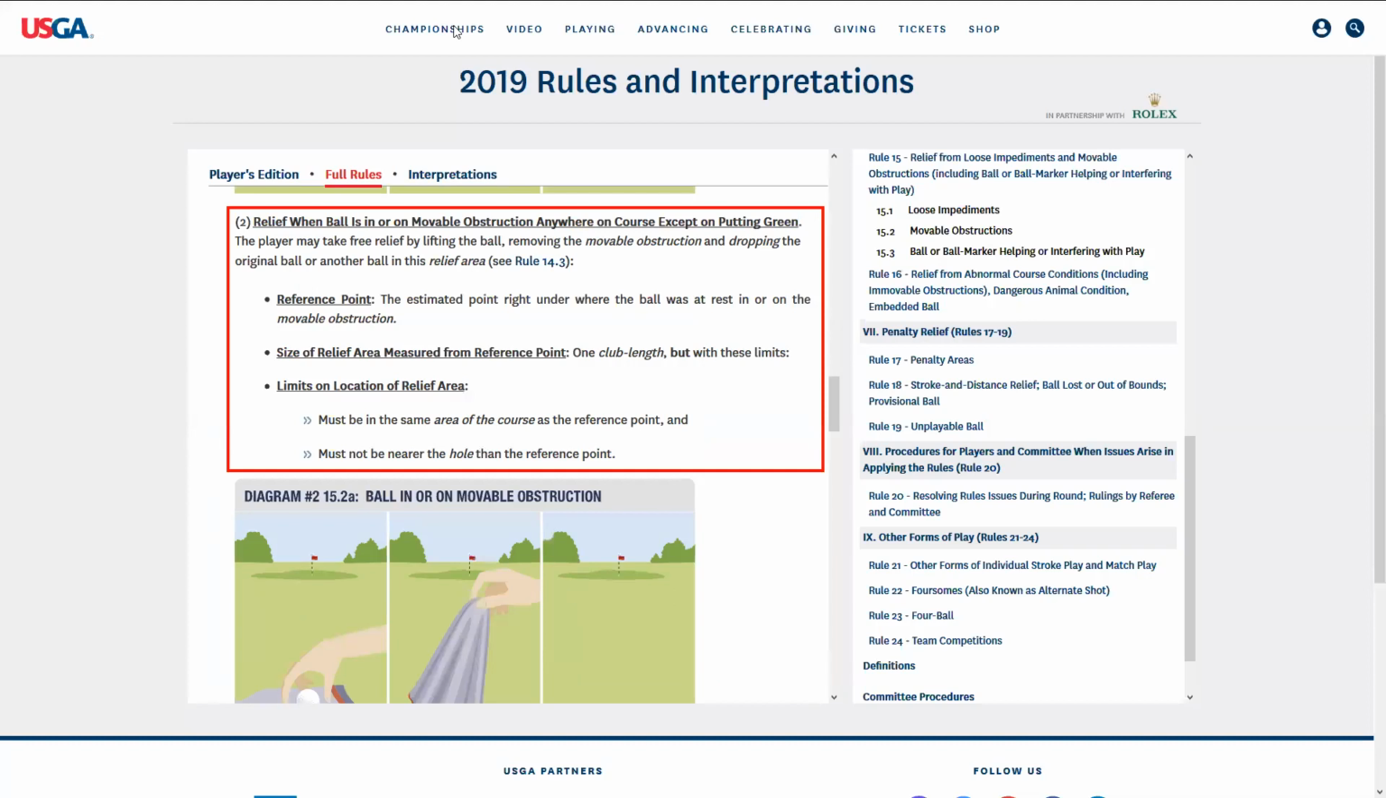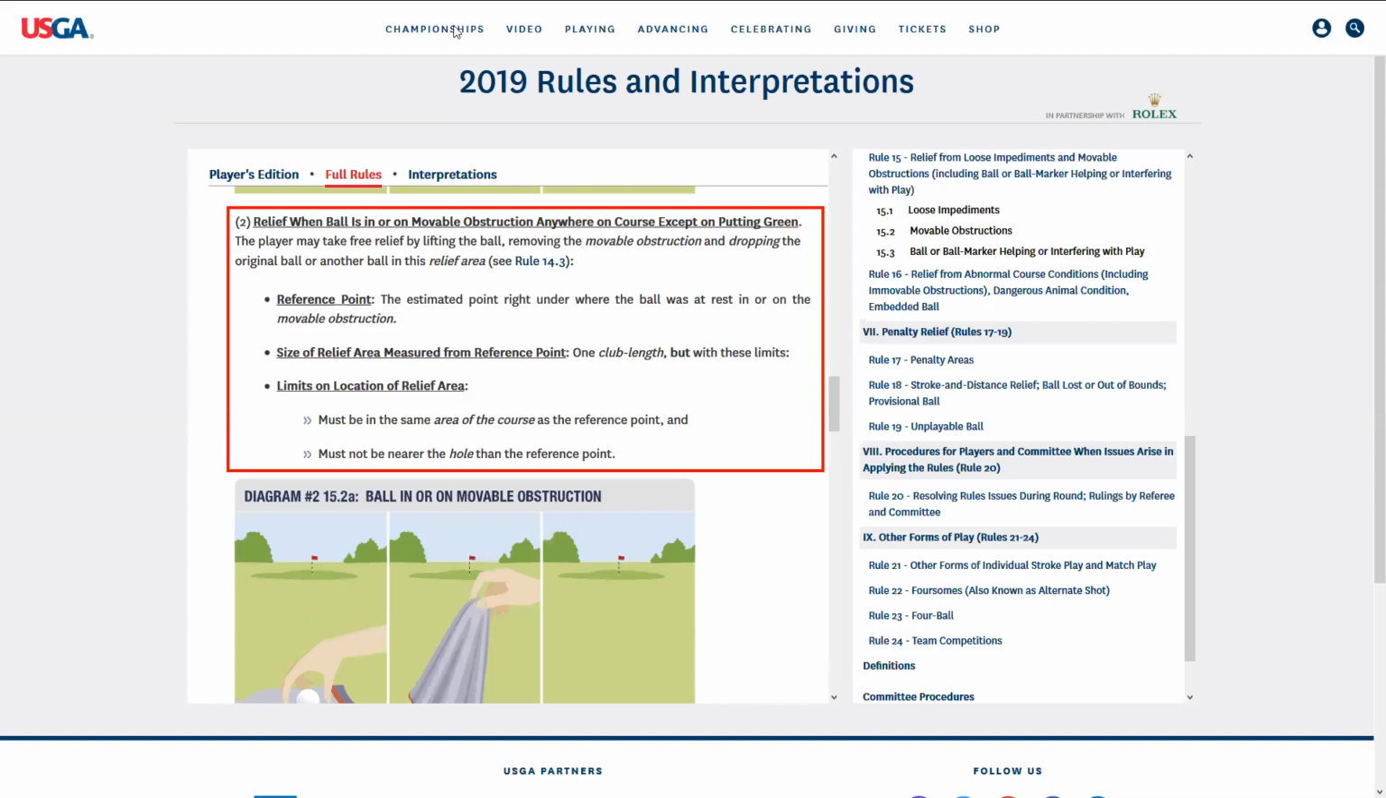So the reference point, the estimated point right under where the ball was at rest in or on the movable obstruction. The size we know is going to be 1 club length because this is free relief. And the limitations, it must be in the same area of the course.